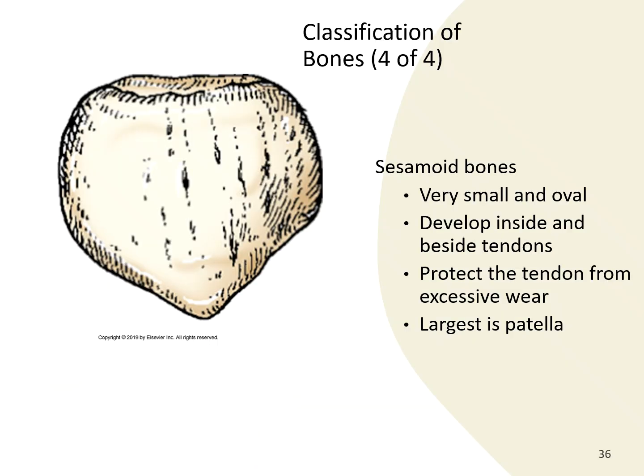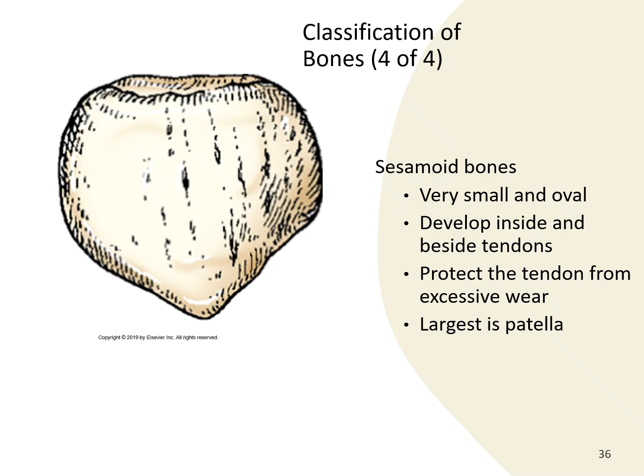Sesamoid bones. I don't know why these aren't considered small bones or short bones, but anyway, they're their own classification. Sesamoid bones are small and oval, and they form inside tendons or beside tendons. So you always see sesamoid bones associated with joints, typically. Most people have two sesamoid bones on the ball of their foot, on the plantar surface of the ball of your foot. There's two sesamoid bones.